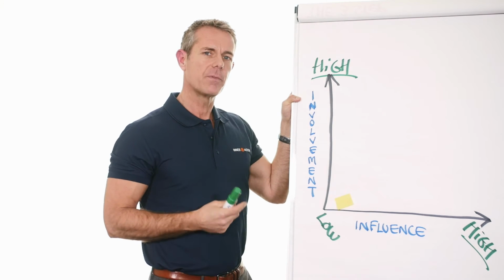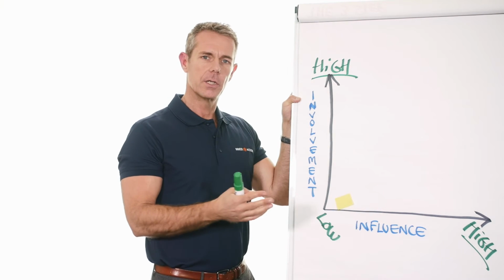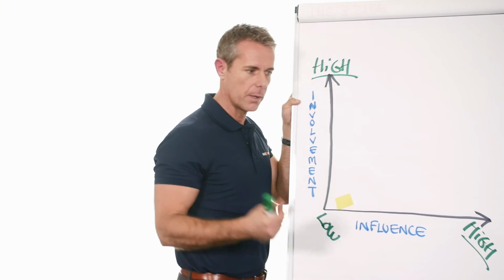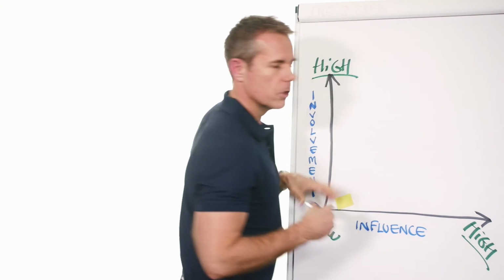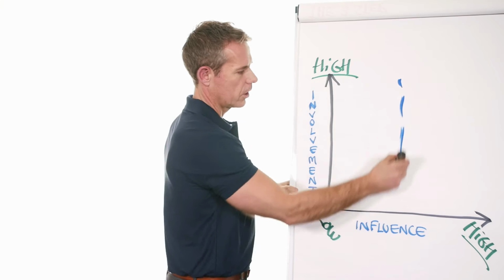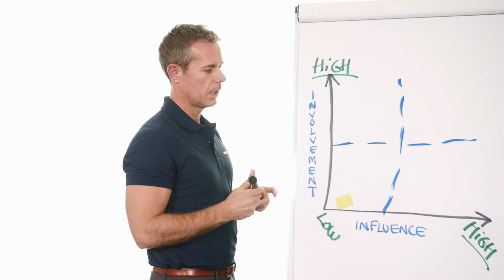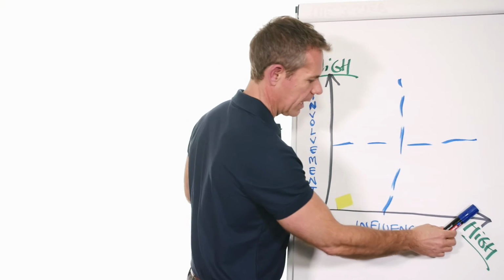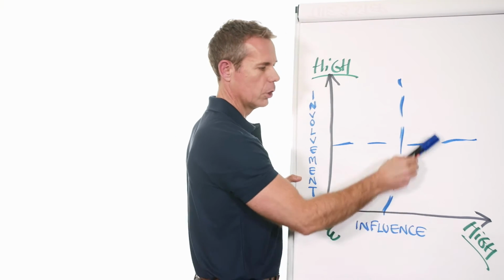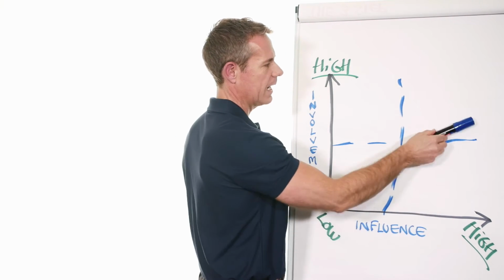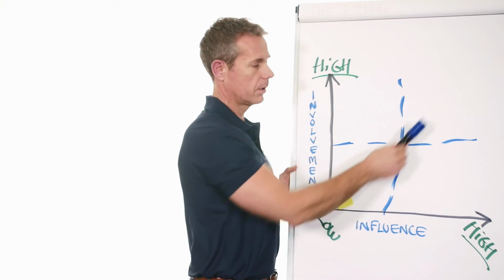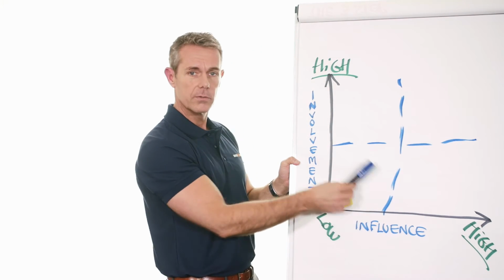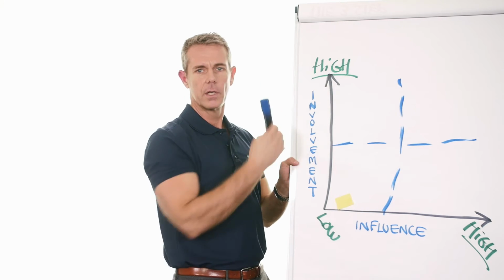We can simplify this graph by making it into a 4-quadrant model. So if I cut it up into 4, I will find myself with an area where we have high influence, low involvement. We have high influence, high involvement. We have low influence, low involvement, and low influence, and so forth.